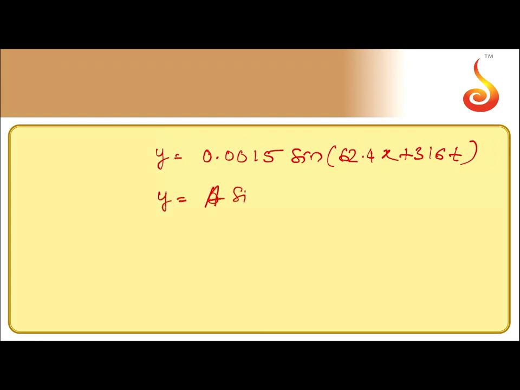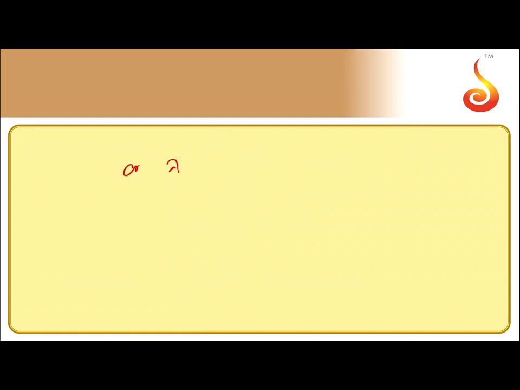y is equal to a sin(omega t plus kx), or say kx plus omega t. What do we notice? We notice k is equal to 62.4. But you know k is 2 pi by lambda, so 2 pi by lambda is 62.4, or lambda is equal to 2 pi divided by 62.4, that is 2 into 3.14 divided by 62.4.